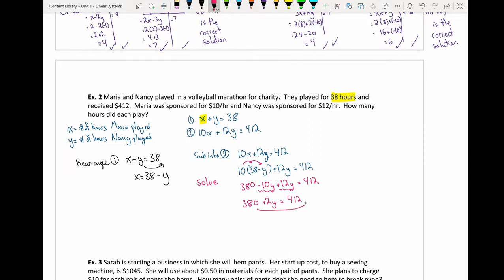I want to get rid of the 380. So 2y equals 412. Because I move it to the other side, I subtract it. It's 32. You can divide by 2 on both sides. And I get y equals 16.